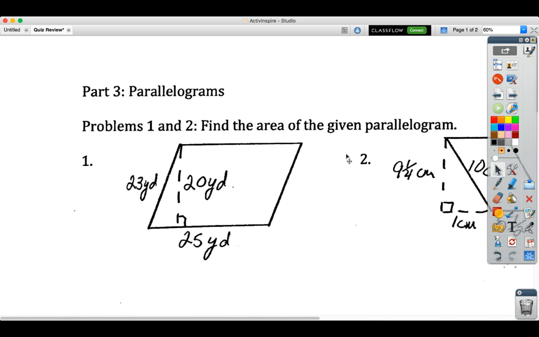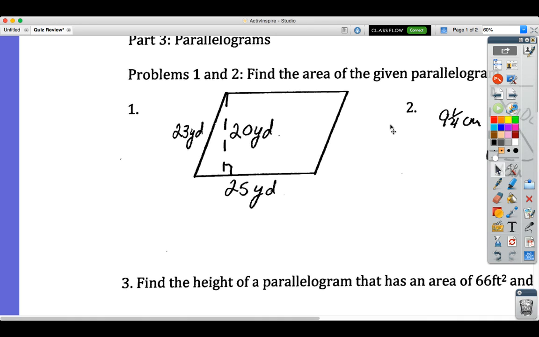All right, so I'm just going to go through these problems here with you, and I'll go through them one by one. So first, if you're asked to find the area of the given parallelogram, well, we know it's a parallelogram based on the shape here. Now, in order for us to find the area of the parallelogram, we need to know what the formula is. And the formula is base times height. So we need to identify what is our base and what is our height.